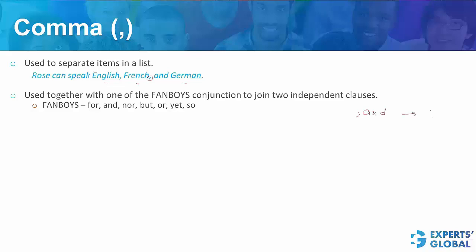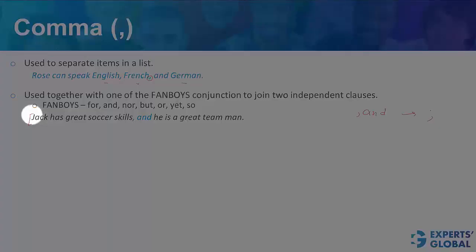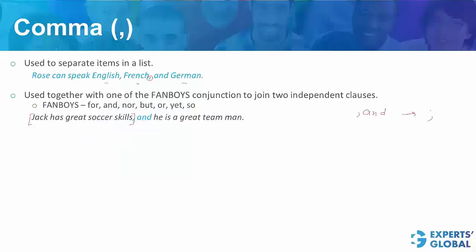All these terms lead to the power of a semicolon. Let's take an example here. We have an independent clause from here. "Jack has great soccer skills." So, until here, this is an independent clause. And then, comma and here, which has the power of a semicolon. So all these terms, comma and, comma but, have the power of a semicolon. All of these 7 terms here, FANBOYS.